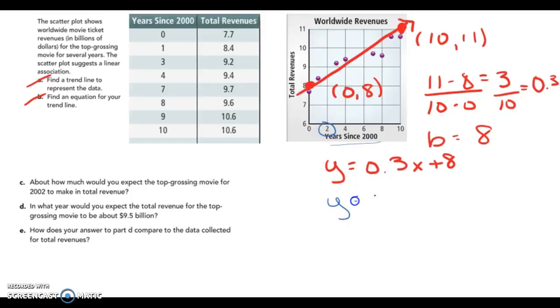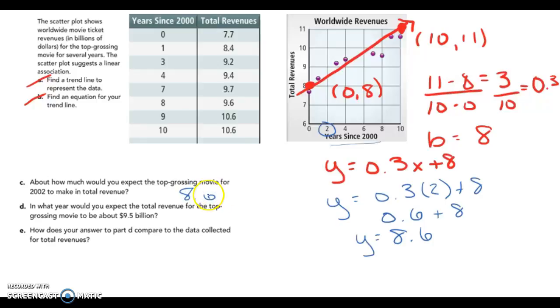So I'm going to go ahead and rewrite this, and I'm going to fill in 2 for x. So I'm going to have 0.6 plus 8 is going to be my equation. And so I'm going to say that in 2002, I'm going to have about 8.6 in total revenue. And I'm sure that is million or billion. So that's how I'm going to get my answer. So I'm checking to see, is the information that I have here going to be in the x or in the y? And I'm going to tell that based on the graph.